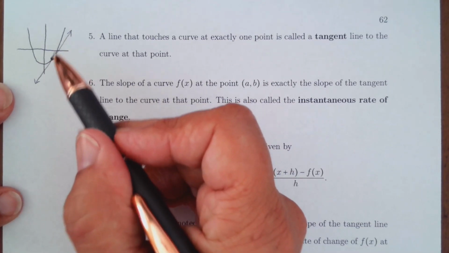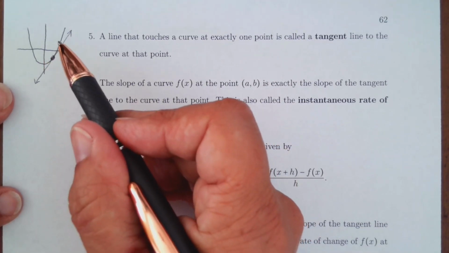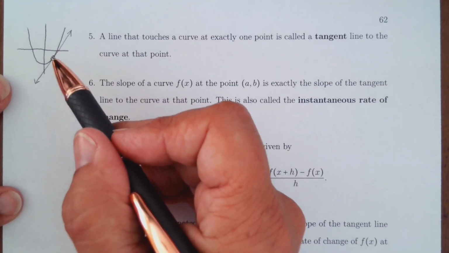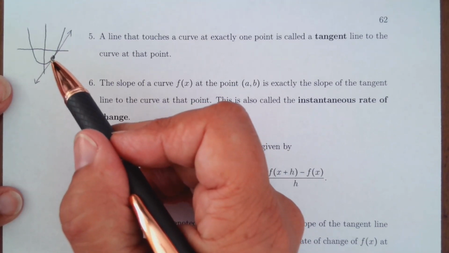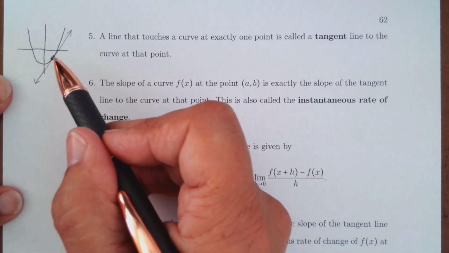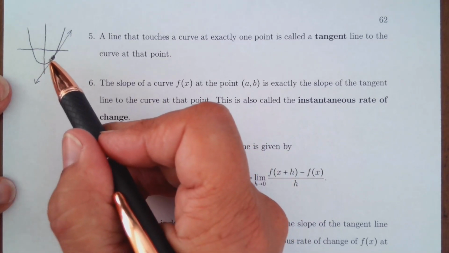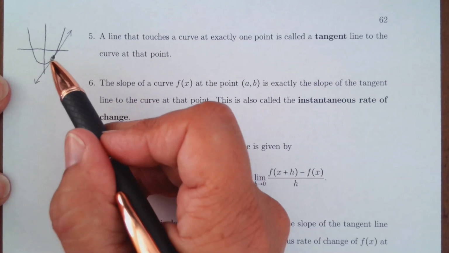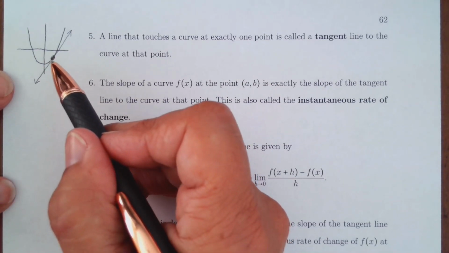Okay, the secant line was 2. Well, the secant line, if I had 2 points, I could find the slope. I could find the average rate of change. But how do I find the rate of change right here at one point? That's called an instantaneous rate of change, and I have to use something a little different for that.